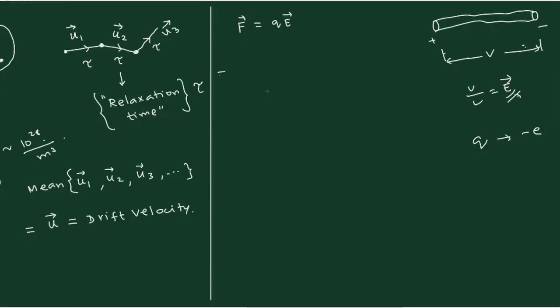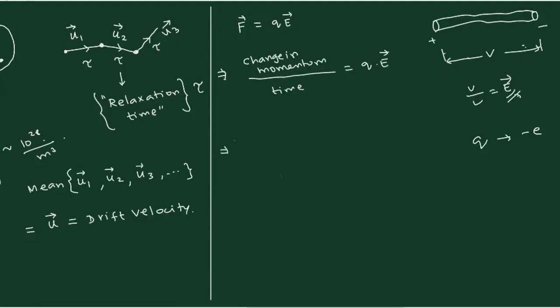Now, to do a simple calculation, you understand the meaning of the force here. Force is equivalent to the change in momentum divided by time. This is the general, standard formula that you already know in mechanics. The change in momentum per time is defined as the force, which is equal to Q times E.